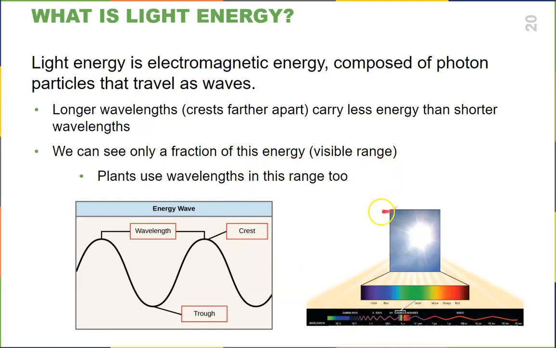We can only see a fraction of this energy, which is visible light. And then plants use the wavelengths in this range too. So plants use visible light for photosynthesis. So they're going to use that one. They're not going to use any other part of the electromagnetic spectrum, which is pretty neat to know that we can see visible light, but then plants also use visible light. Interesting, right?